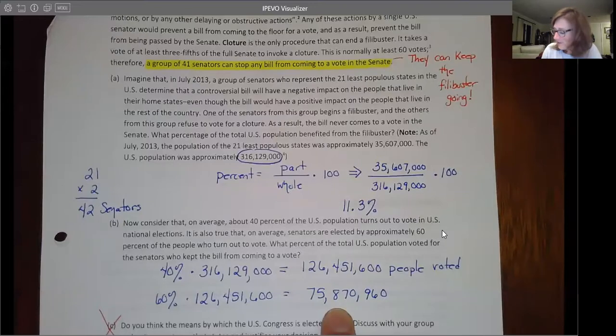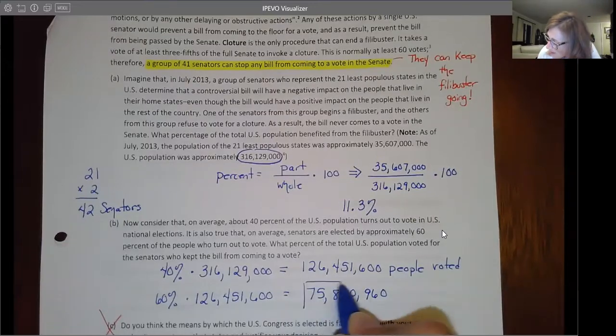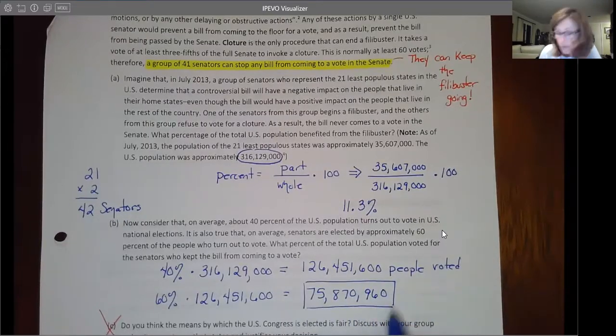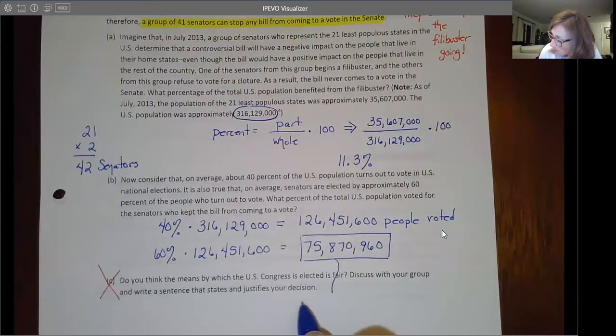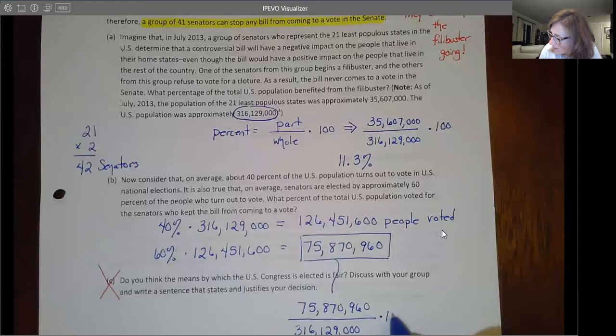All right, this gets even crazier. So what percent of the population voted for the senators? What percent of the total population voted for the senators? All right, well, percent is a part over the whole. So these are the part of the entire population that came out to vote for a senator. Here's the total population times 100. Okay, you ready? You guys do it too. Make sure you fact check me. Did you guys get 24%?